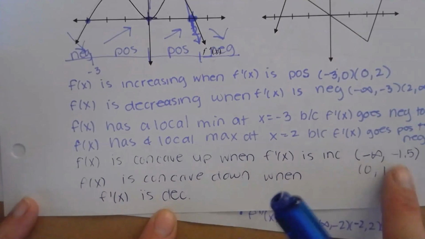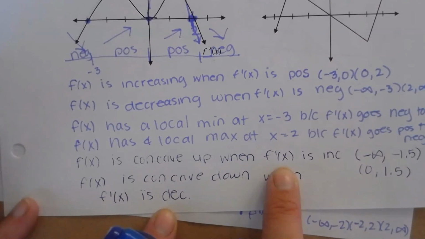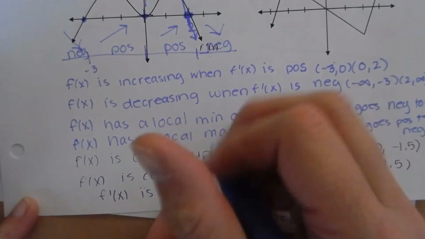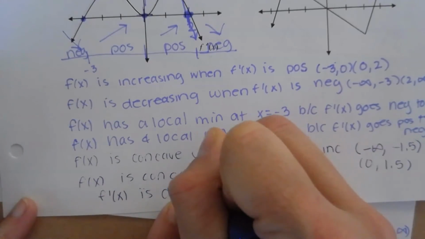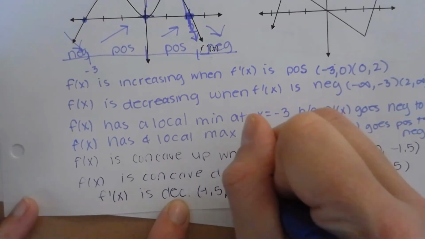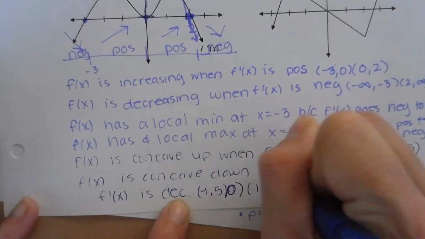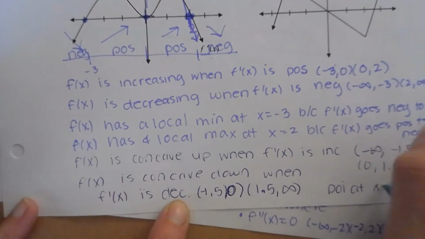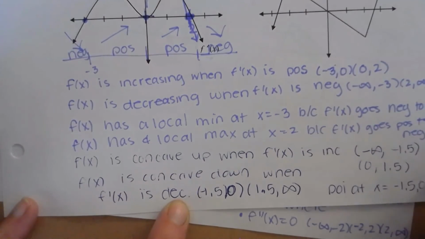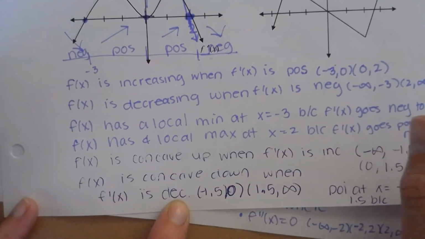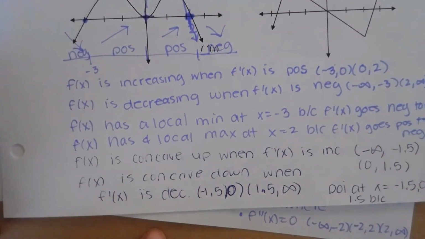Correct. So concave up is just the intervals where f prime of x is increasing. Concave down are the intervals where f prime of x is decreasing. So negative 1.5 to 0, and then 1.5 to infinity. And then POIs at x equals negative 1.5, 0, and positive 1.5 because f prime of x goes from increasing to decreasing or vice versa.